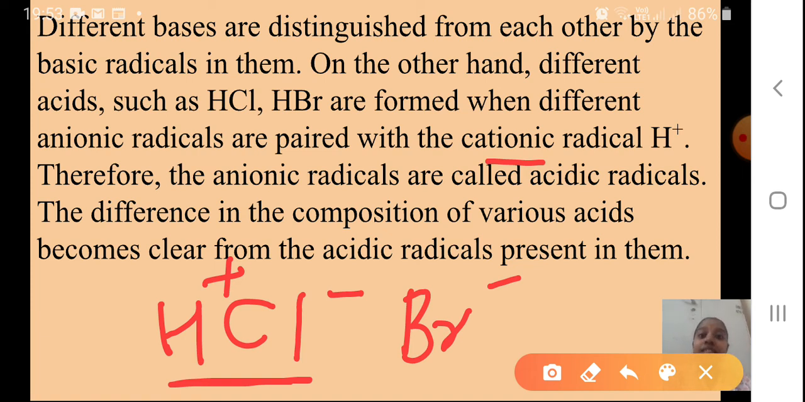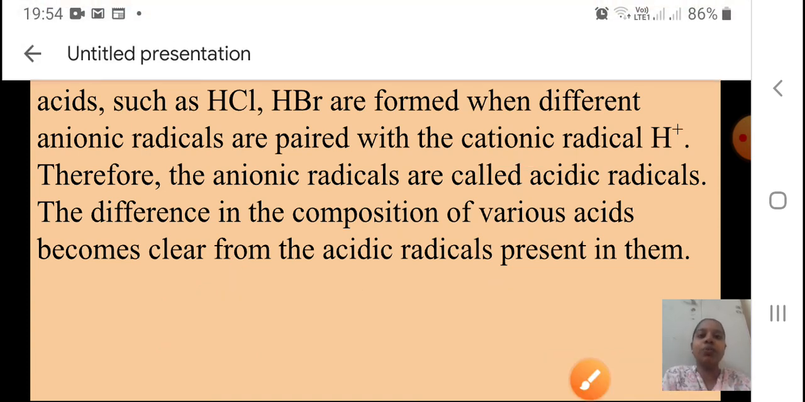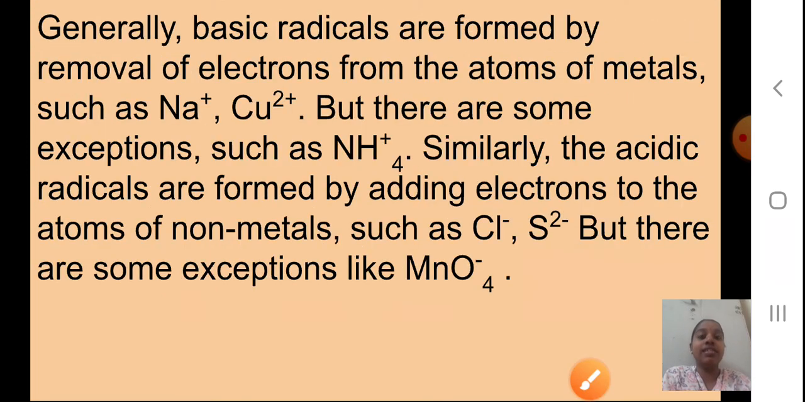Students, the difference in the composition of various acids becomes clear from the acidic radicals present in them. So the acidic radicals present make it very clear which type of acid it is. Did you understand this? Now we'll see the next one. Generally, basic radicals are formed by removal of electrons from the atoms of metals, such as Na+, Cu2+.